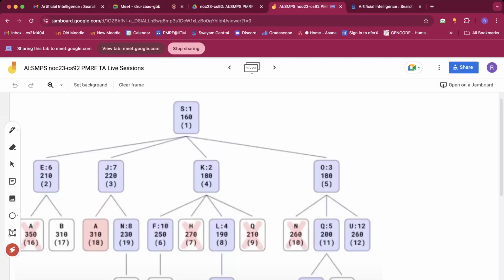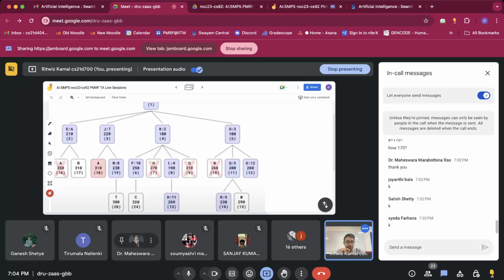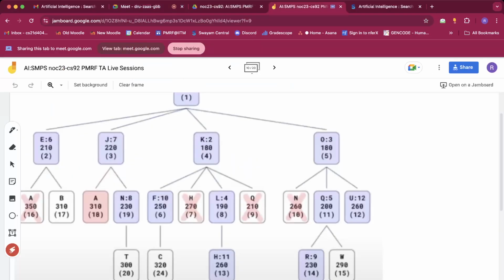So once we have explored K, the available options to us would be E, J, F, H, L, Q and O. Out of these, which one will we explore next? It will be O, right? See, L seemed 190, but we already had O with cost 180, right? So we will explore O first. So we'll explore O next, and we will add N, Q and U to the search tree.